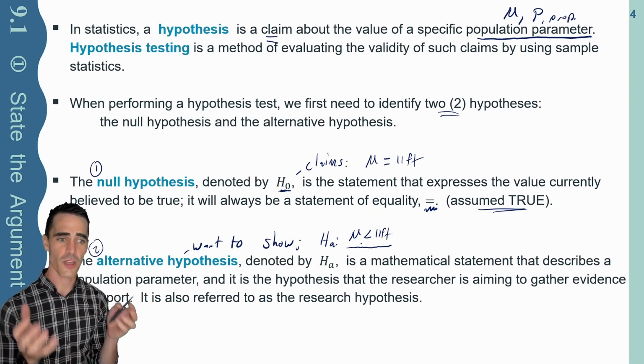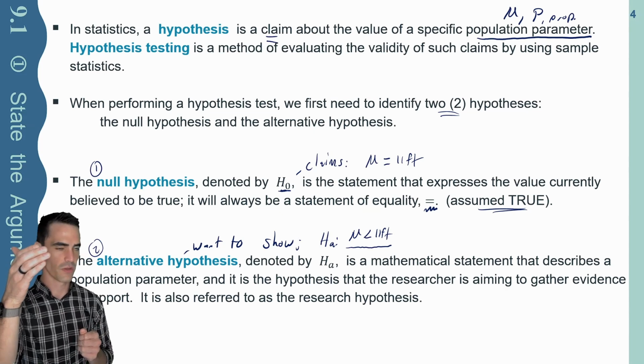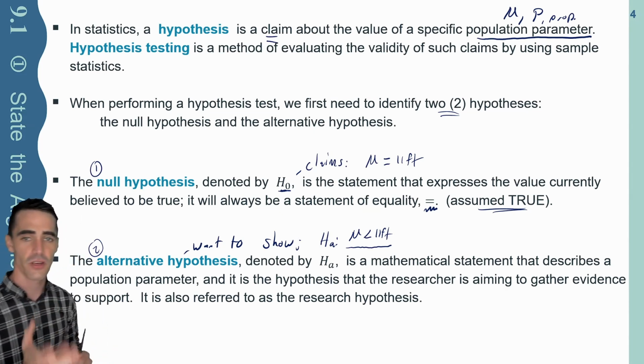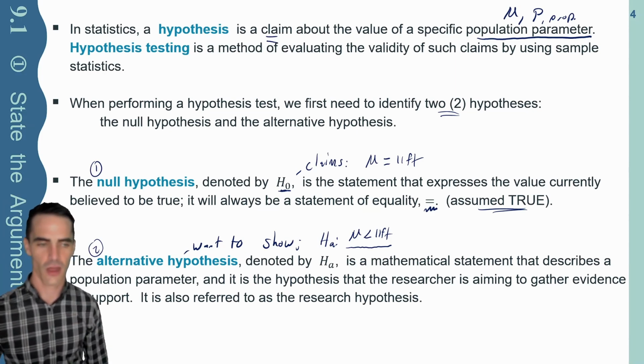And so we need to set up the argument so that we can know what side of this we're trying to come on. The null hypothesis is what it's been, what it always has been. And the alternative hypothesis is what we're trying to show, we're trying to prove. And so we need to clearly state our arguments.